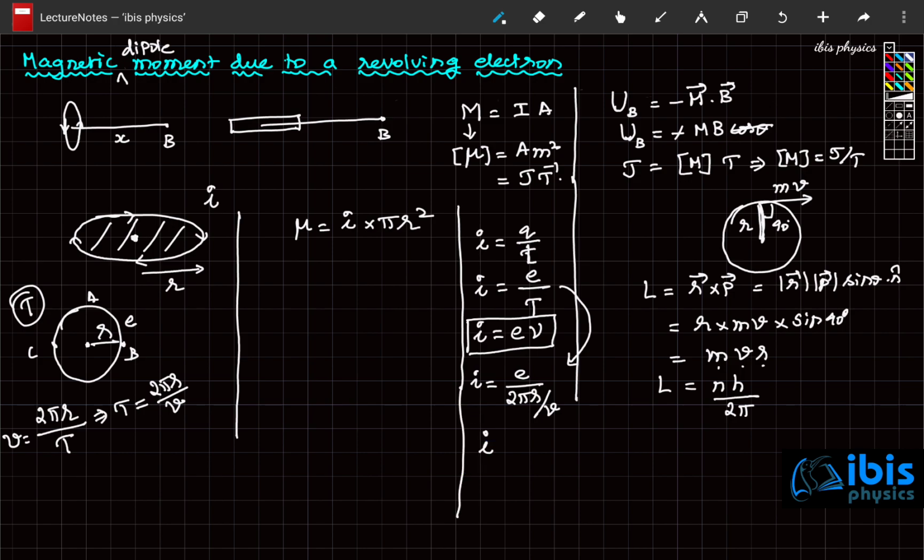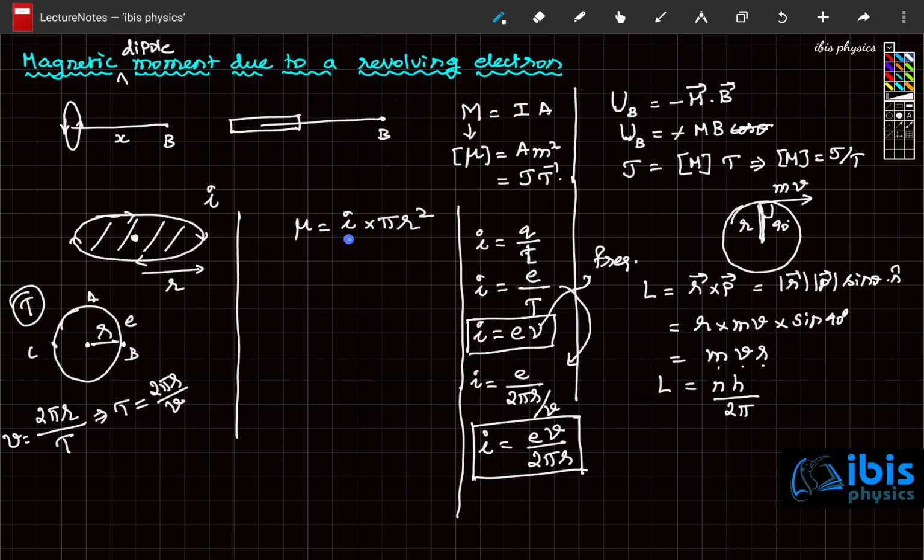Hence, the current due to an electron around the nucleus is ev divided by 2 pi r. Hence, we have arrived at two important results here. One is that the current due to an electron moving in a circular orbit is the product of electronic charge and frequency. This nu is the frequency of the electron around the nucleus. Or it is e by 2 pi into the speed of the electron divided by radius r. So this is the current.